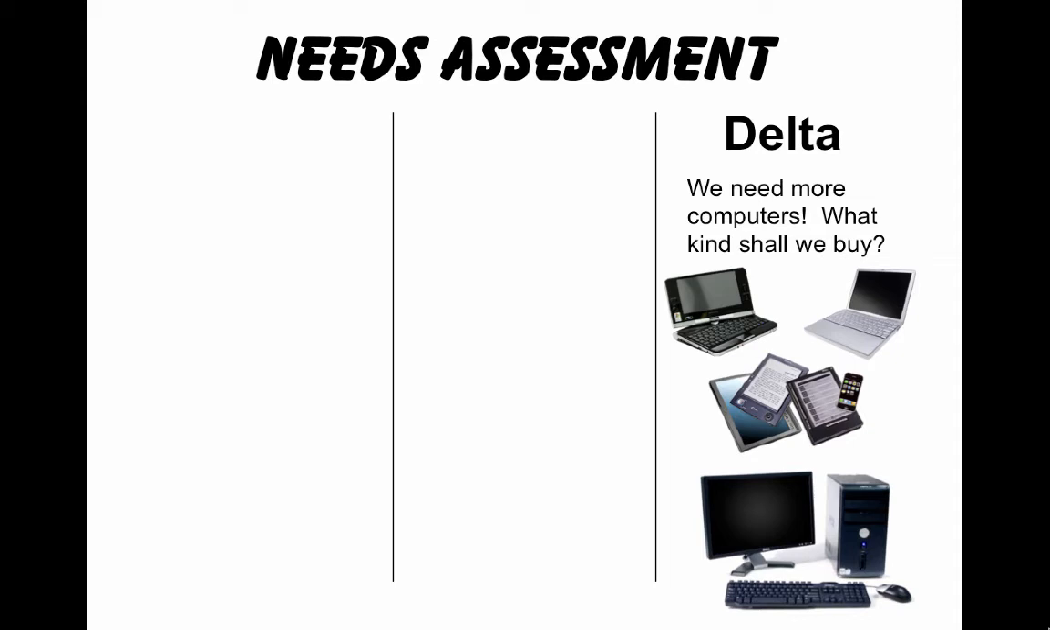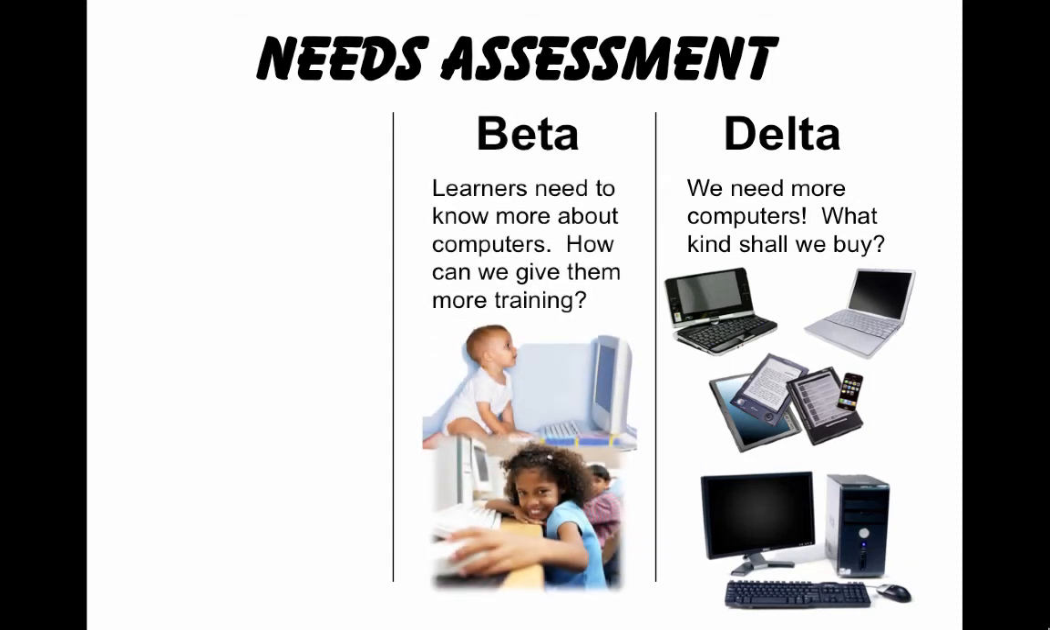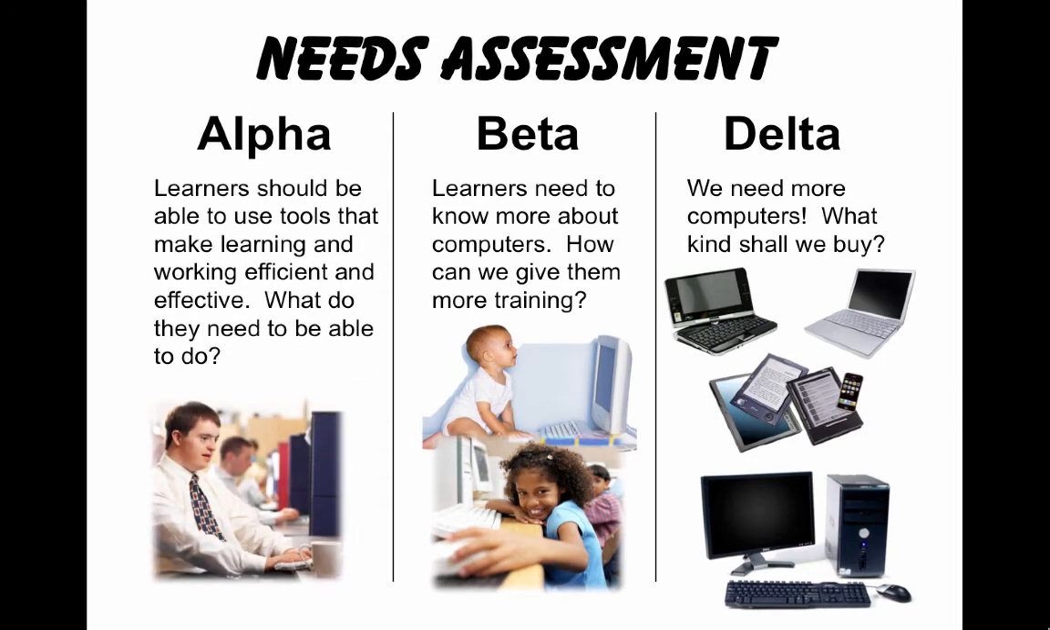Here's another one. Learners need to know more about computers. How can we give them more training? Again, this is very solution-focused. It's a little better because it focuses on the people rather than the equipment. Okay, so what would alpha look like? Alpha: learners should be able to use tools that make learning and working efficient and effective.